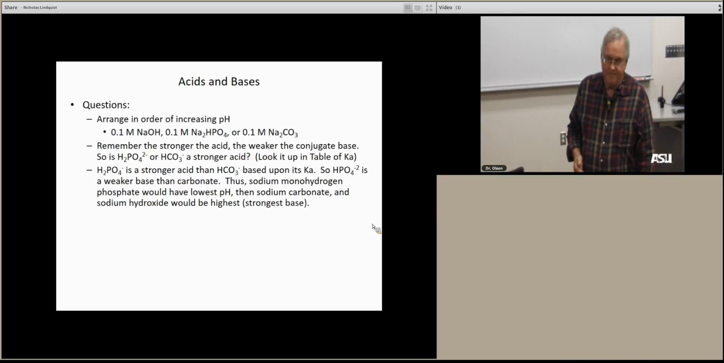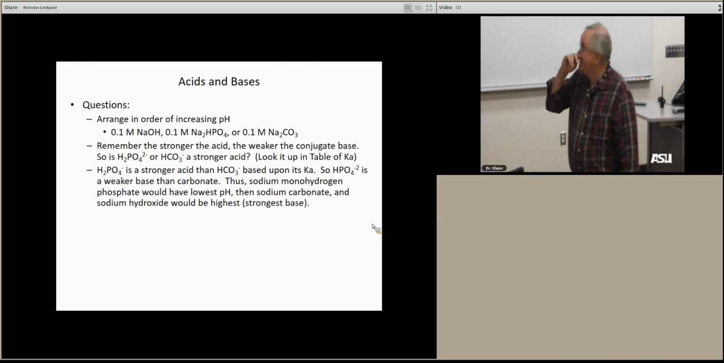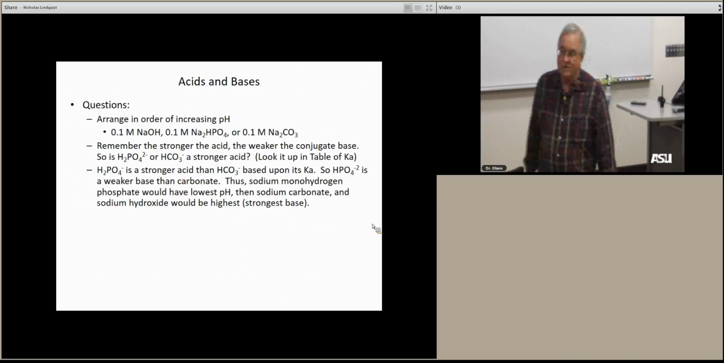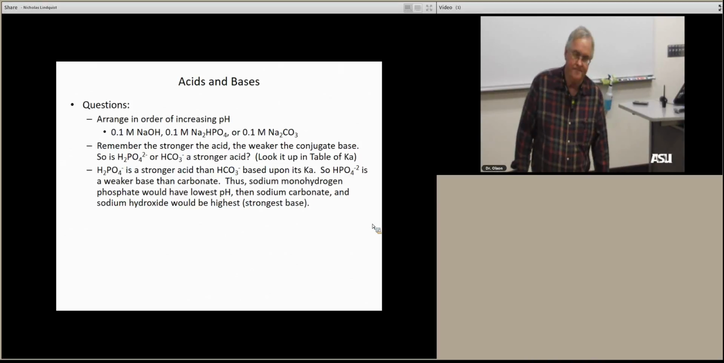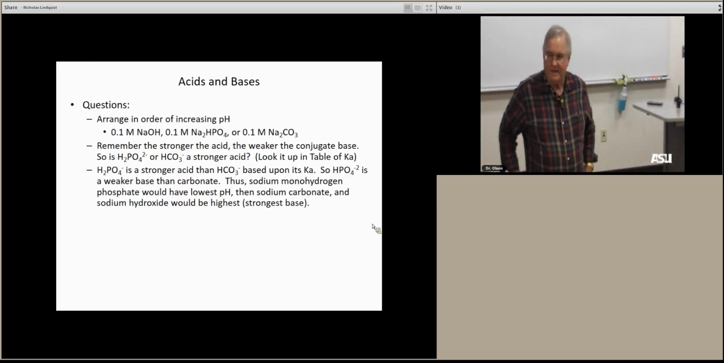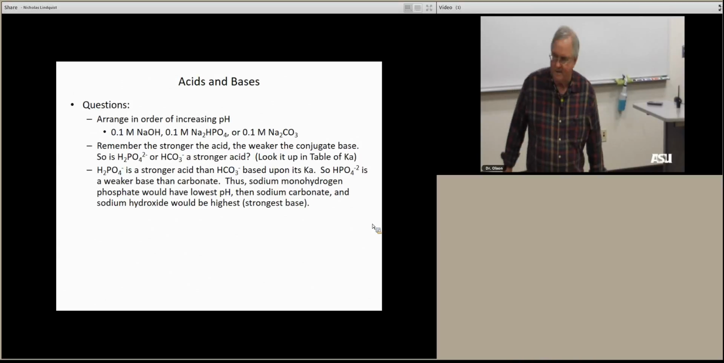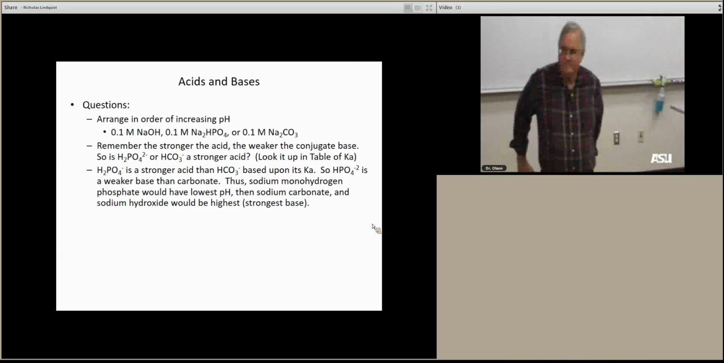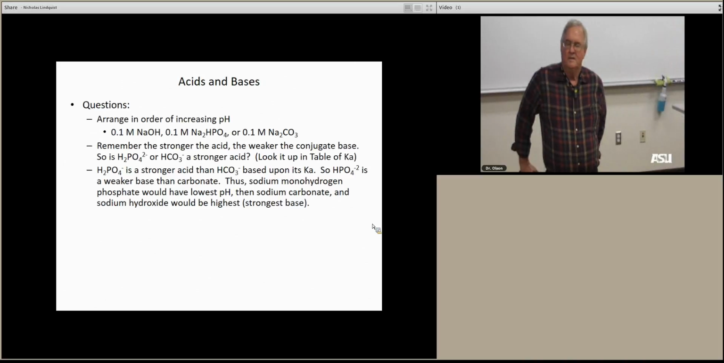Sometimes you have to look it up, sometimes you don't. For example, 0.1 molar sodium hydroxide. What do I know about that? That's a strong base. So 0.1 molar sodium hydroxide is going to be 0.1 molar hydroxide. In terms of pH, what's the pH of 0.1 molar hydroxide going to be? The pOH of 0.1 molar hydroxide would be 1, so the pH would be 13. Exactly. So 0.1 molar sodium hydroxide would have a pH of 13.